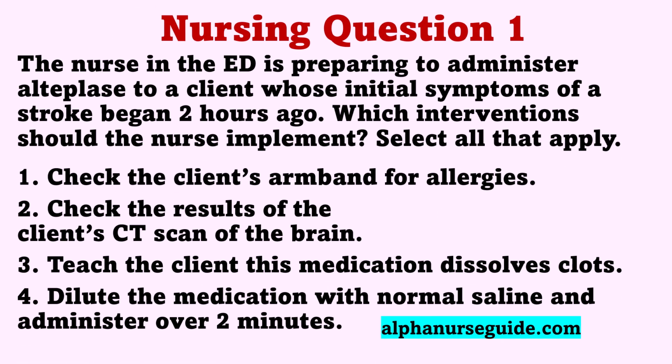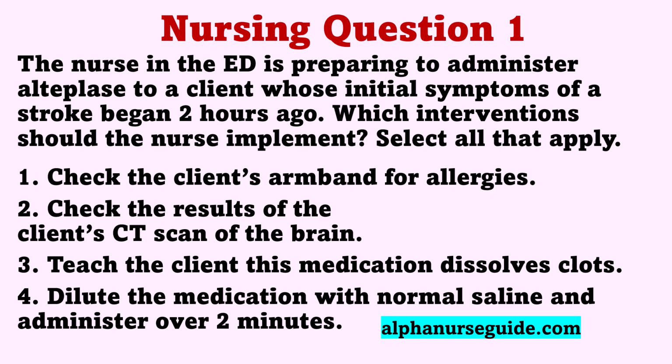The nurse in the emergency department is preparing to administer alteplase to a client whose initial symptoms of a stroke began 2 hours ago. Which interventions should the nurse implement? Select all that apply. 1. Check the client's armband for allergies. 2. Check the results of the client's CT scan of the brain. 3. Teach the client this medication dissolves clots. 4. Dilute the medication with normal saline and administer over 2 minutes.